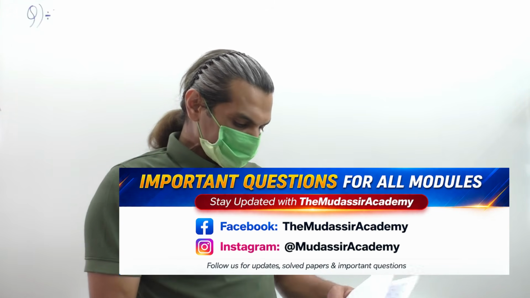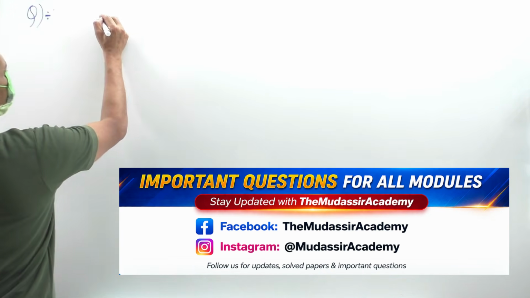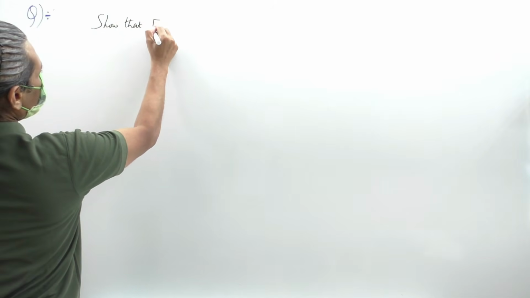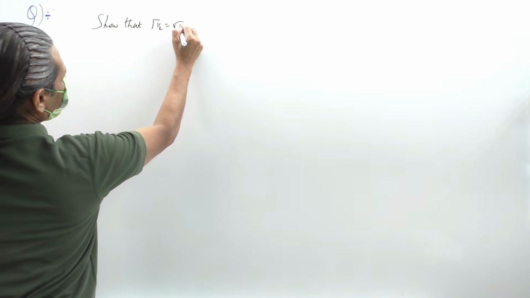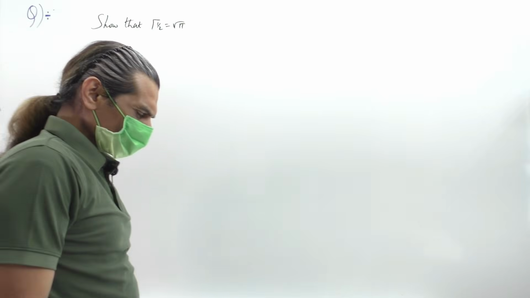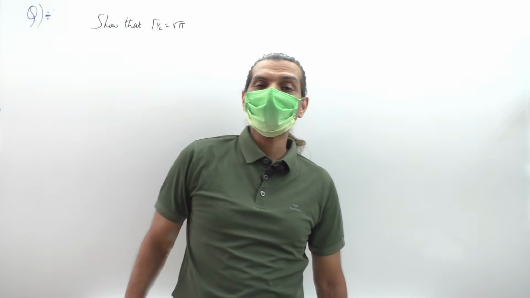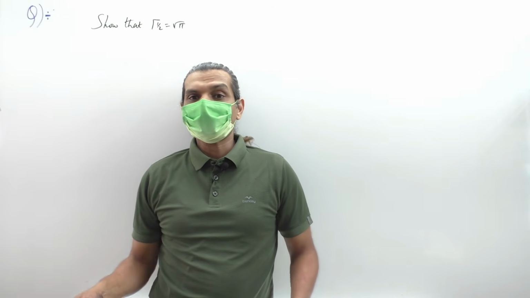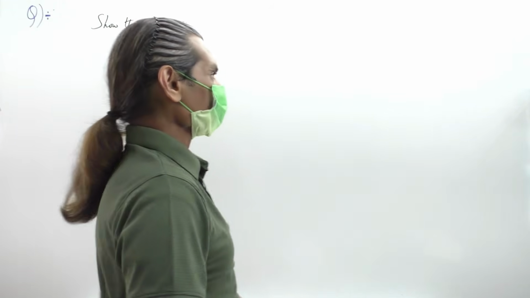See, there is one more derivation here. Show that gamma 1 by 2 is equal to root of pi. One more important derivation. They have asked this 2-3 times, but the first one, show that beta m comma n is equal to gamma m into gamma n upon gamma m plus n, is very, very important. Please practice that. This also we will do.